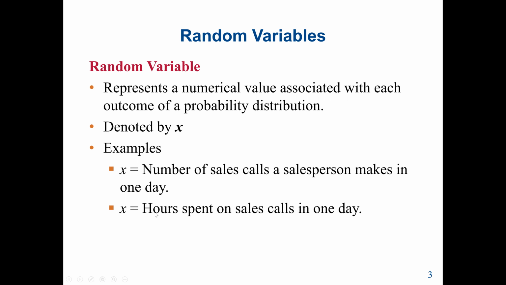Also, an example is hours spent on sales calls in 1 day. This will be a continuous random variable because it's based on measurement, hours, the number of hours. Number of sales calls, again, we are counting them, so it's based on counting. And that's, again, a discrete random variable.